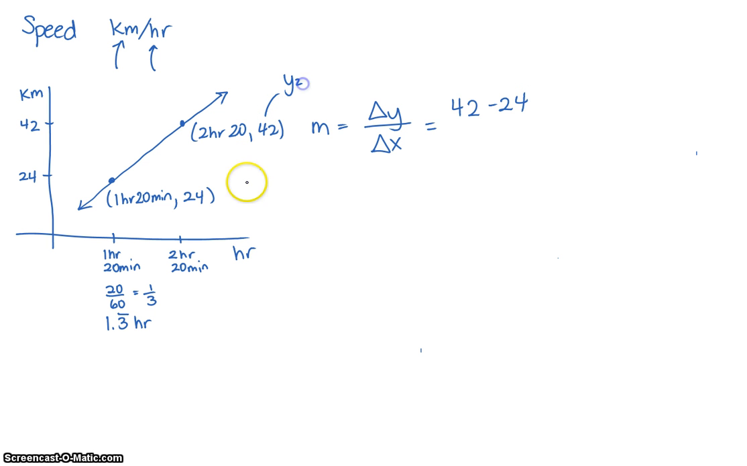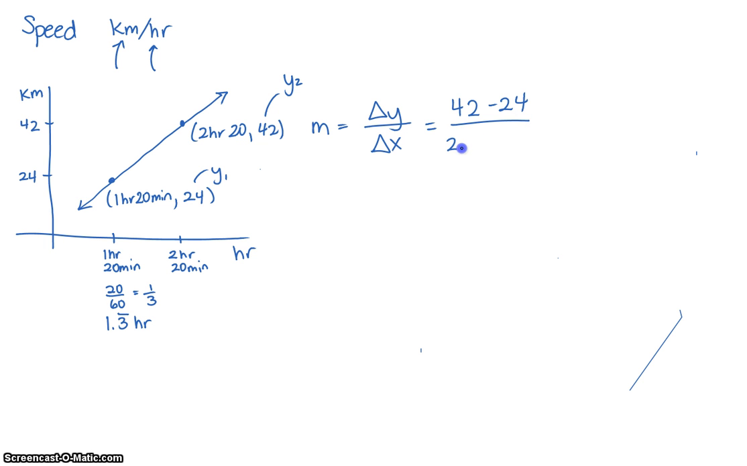Now what we have to do is find the speed of the long distance runner in kilometers per hour. Well, the speed is the rate of change, which is your slope. So if we look at our slope formula, change in your y's all over your change in your x values, we can now use these points here, 1 hour 20 and 24, and here 2 hours and 20 minutes at 42. So your change in your y's are going to be 42 minus 24, assuming that I'm calling this one my y2 and this one here my y1.